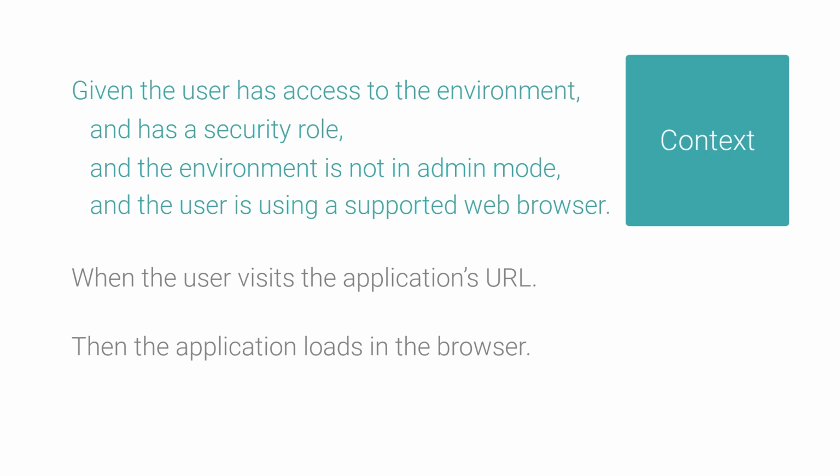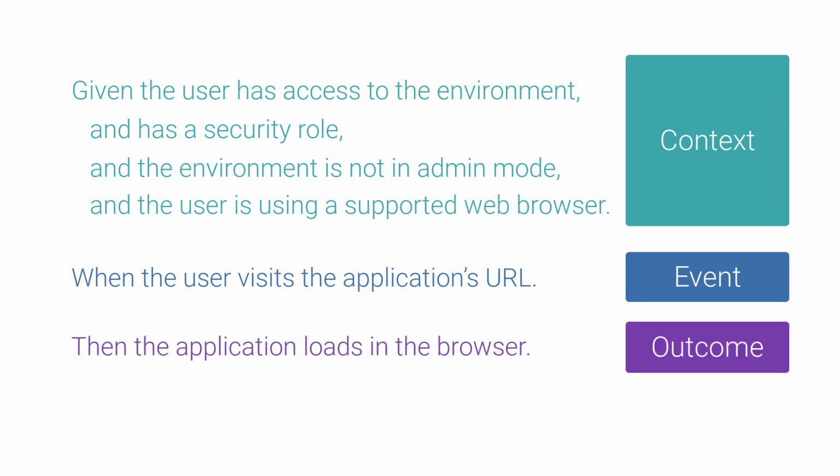The context is the set of conditions that exist at the start of the test. The event is the action that the user takes. The outcome is the expected result. It describes the behavior of the application when the event happens.